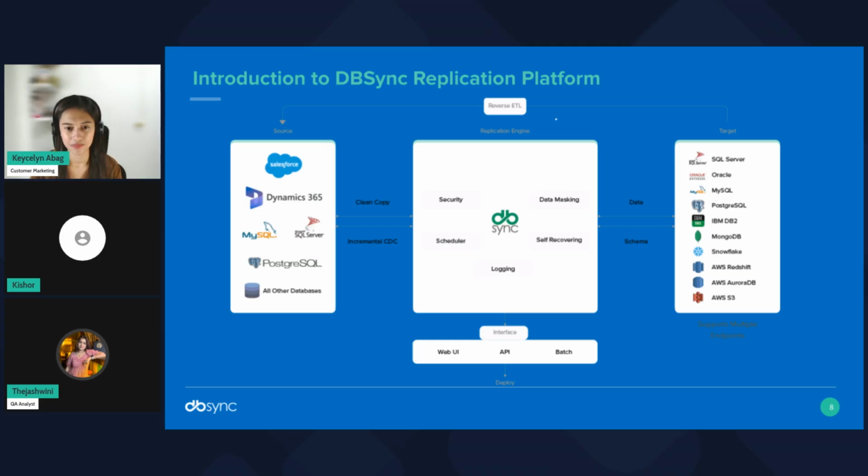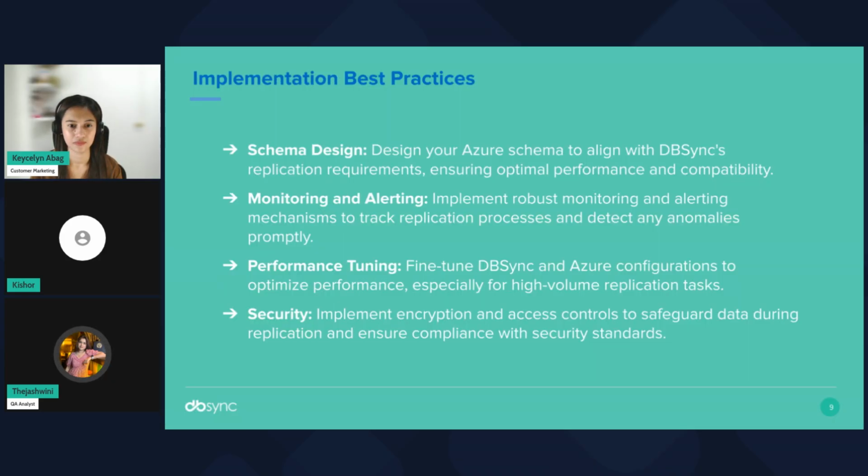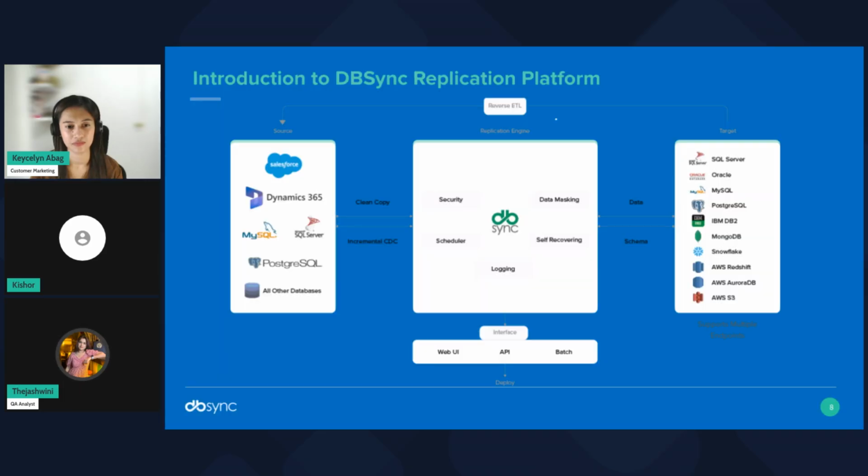So basically, DBSync acts as a bridge that pulls the data from various sources, and then it feeds it into your target database. Here, in this case, it is Azure Synapse, which will ensure that your data warehouse is always up to date with the latest information without you having to wait for manual interventions. So it's always up to date.